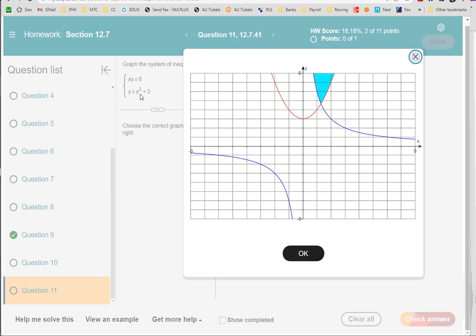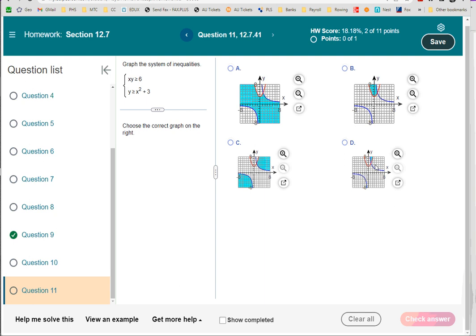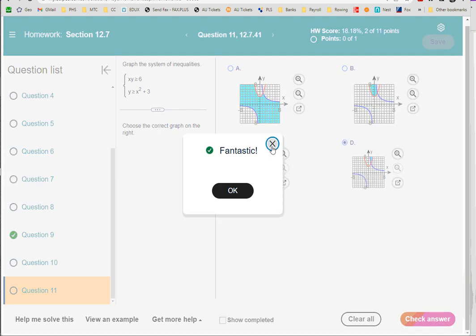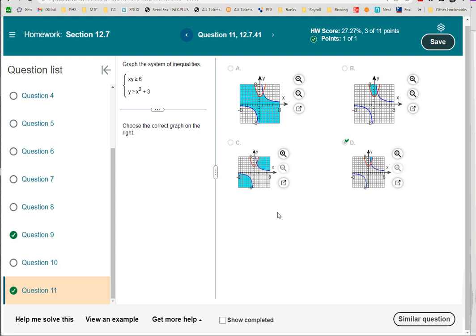And if I plug in 1 here, 1 squared is 1, plus 3 is 4. And my point was 1, 7. So is 7 bigger than or equal to 4? Yes, it is. So this is the one that I want. So I'm going to select that one. Check the answer. Fantastic. So this last question, when we get into the homework, is really going to be answered by doing all of our test points.